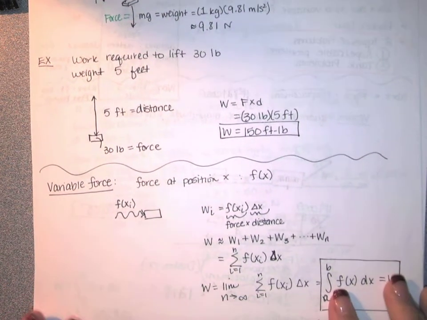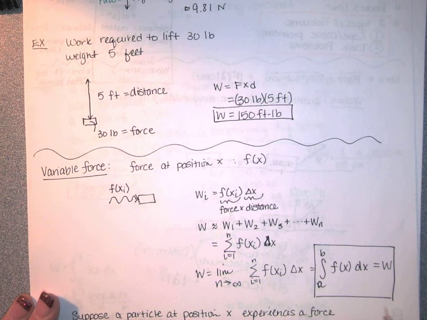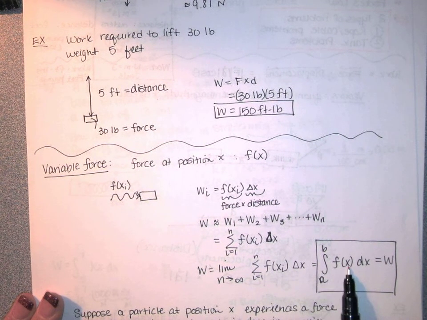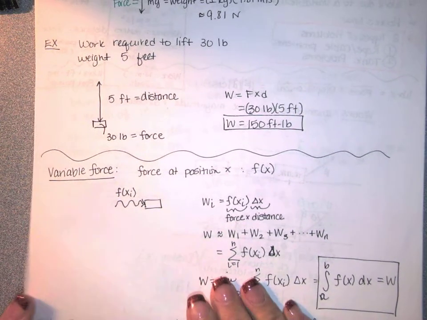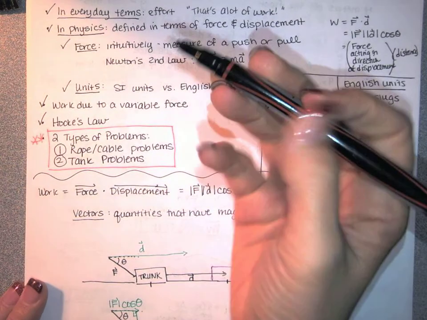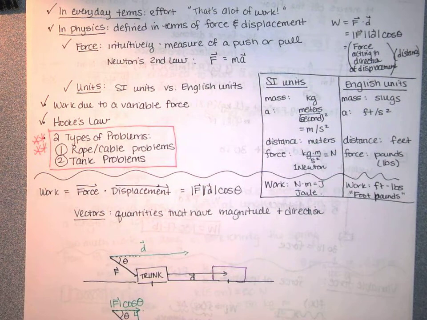Now, if our force is variable, like the force due to a spring, the restorative force of a spring, work is just the integral from A to B of that force, which depends on x, times that tiny displacement dx. Now again, most of your work is going to look like these two. We're going to have rope and cable problems and tank problems, and I'll show you how to do a few of those in the next video.